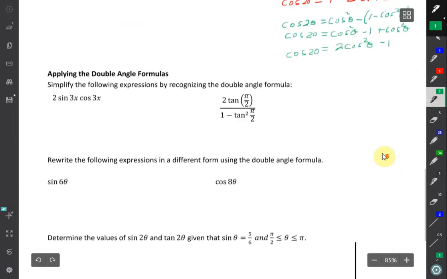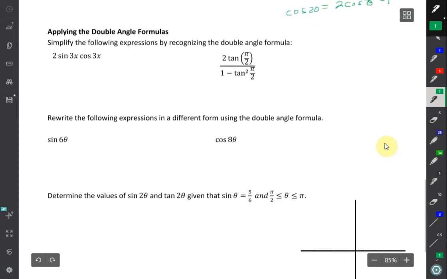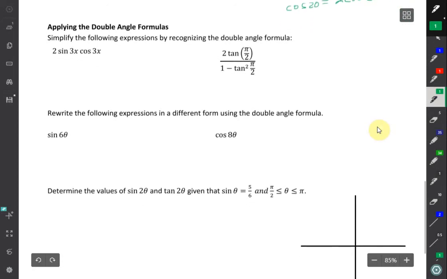Now we can take these double angle formulas and we can apply them as we've done before in terms of simplifying. Two sine 3x cos 3x. In this case, if we think of 2 sine theta cos theta, that comes from sine 2 theta. Theta, in this case, is the 3x here. So what we're saying is that theta is equal to 3x.